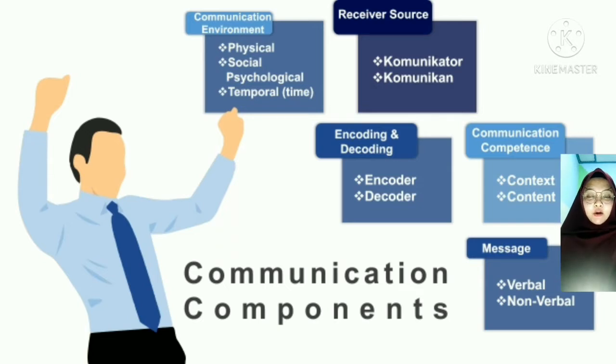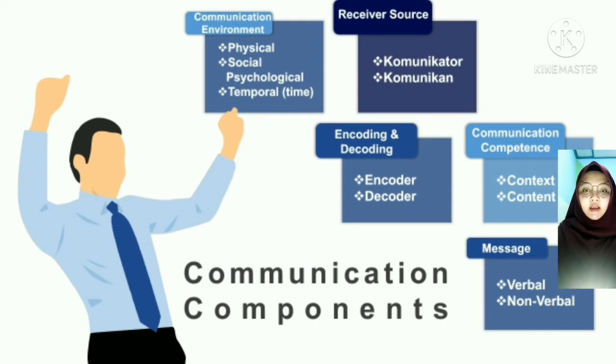And the third one is encoding-decoding. In encoding-decoding, there are 2 parts. The first one is encoder. Encoder is the act of producing a message, for example, speaking or writing. And then the second one is decoder. Decoder is the act of receiving a message, for example, reading or hearing the message that is given. And then the next is communication competence. Communication competence refers to a person's ability to communicate effectively. These competencies include things such as knowledge about the role of the environment or the context in influencing the content.